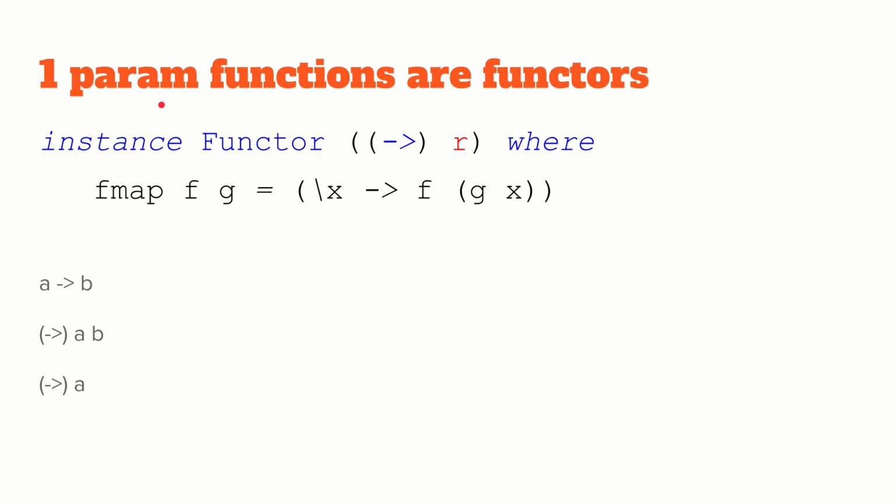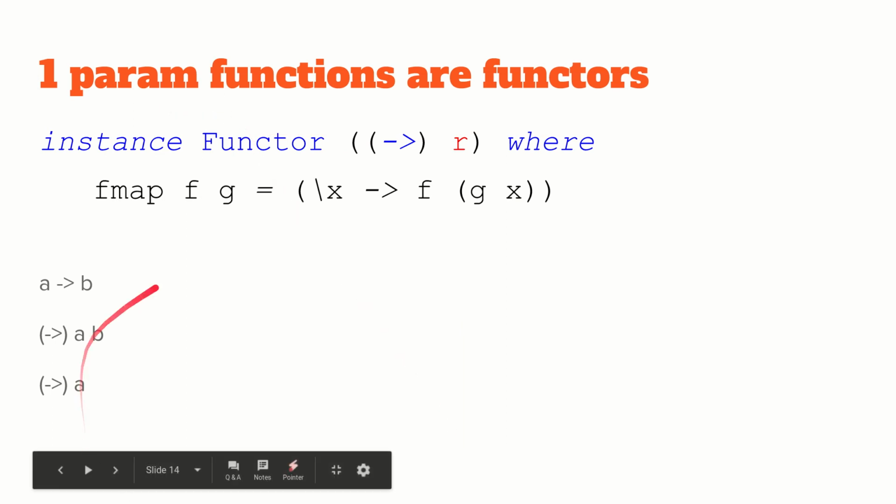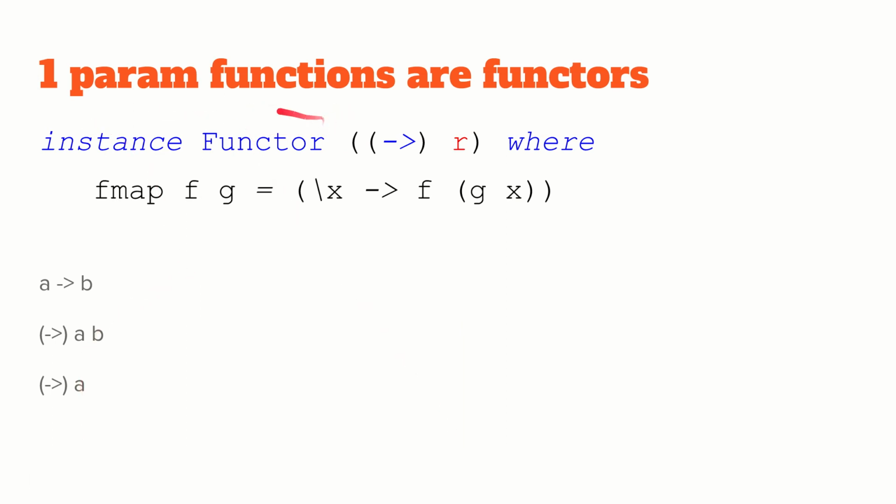So okay, another type of functor: one parameter functions are functors. So all one parameter functions in Haskell are functors, and all functions in Haskell are one parameter functions, so all functions are functors.